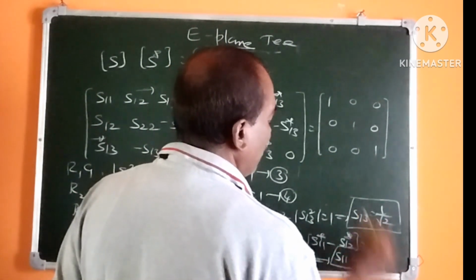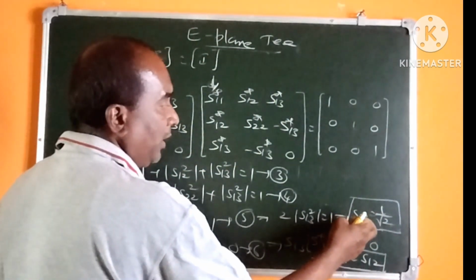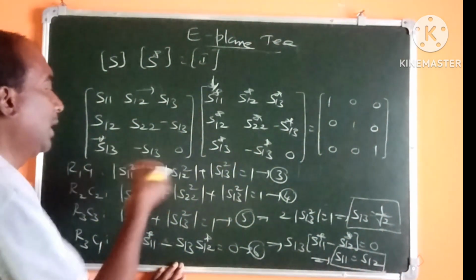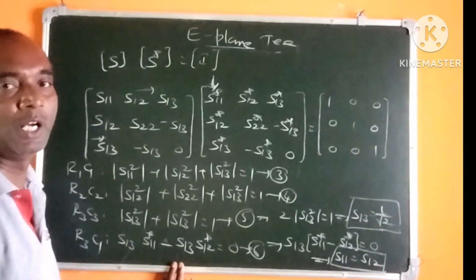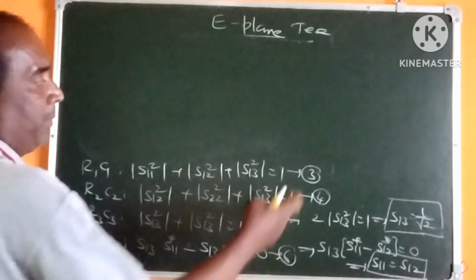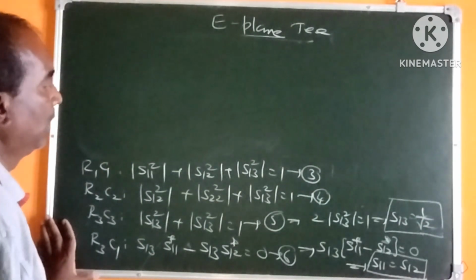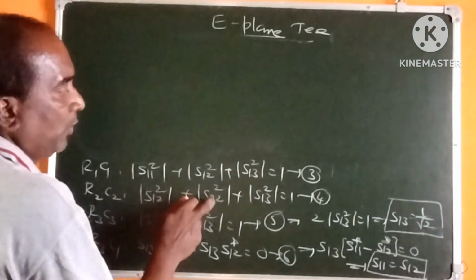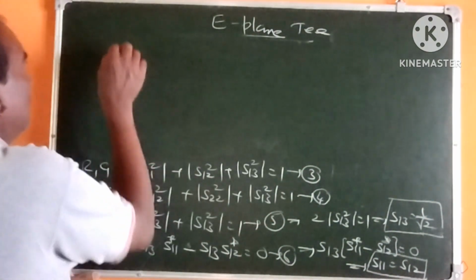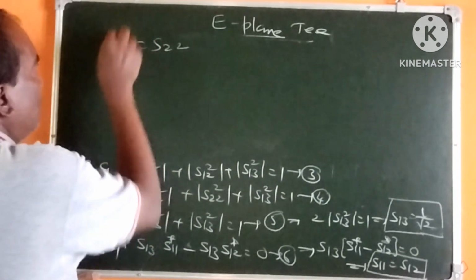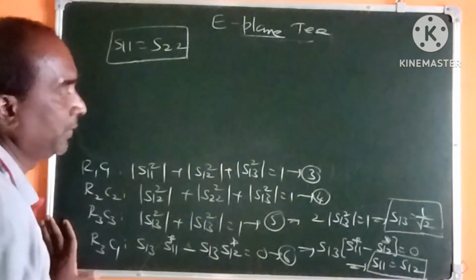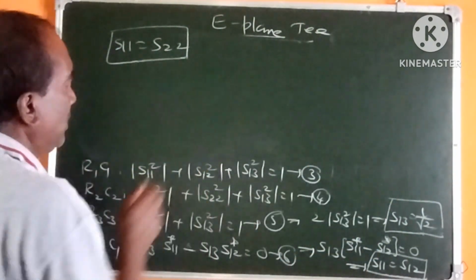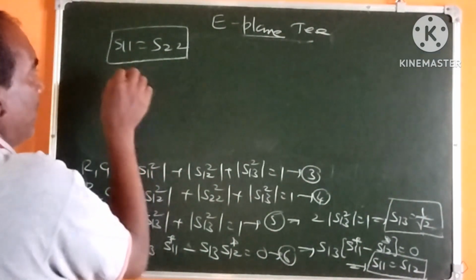Which implies S11 equals S12. Now, by substituting this S13 and S11 and S12 in equations 3 and 4, we can determine the other unknown parameters. By equating equations 3 and 4, we can say that S11 equals S22. Now let us take equations 3 and 4 and, by substituting all these, determine the value of the required parameters.